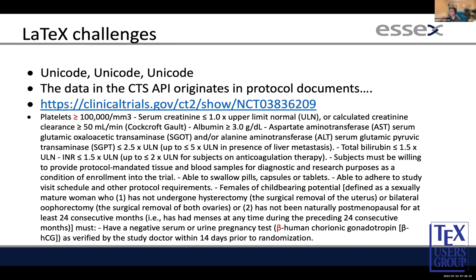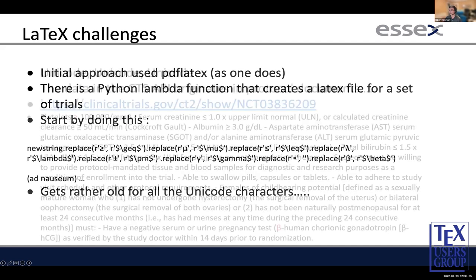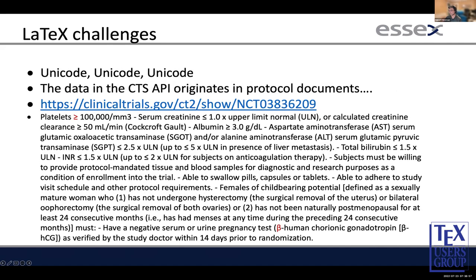So here's just a snippet of one of these protocol documents. If you think about it from a typesetting point of view, this is what exists, verbatim. Platelets greater than or equal. There's a nice Unicode character, less than or equal. Down here, there's a beta. There's all kinds of Greek letters that you find in these things. There's circle ones and circle twos and all kinds of Unicode characters that just exist.